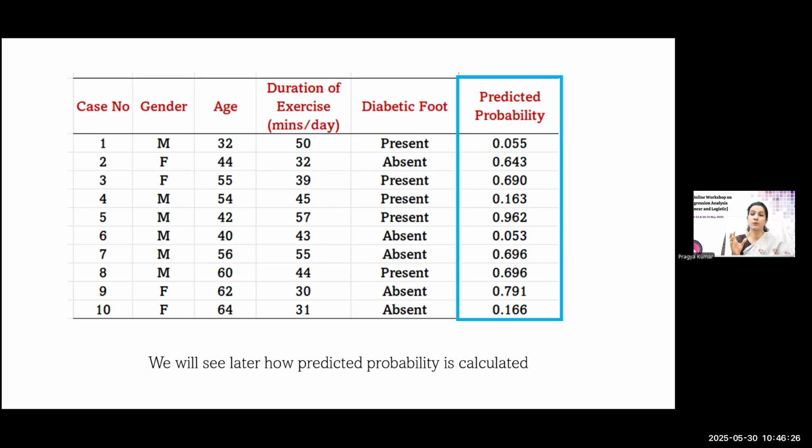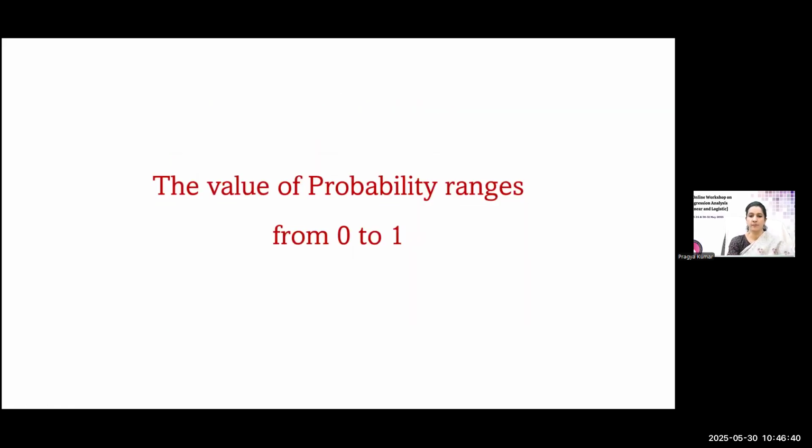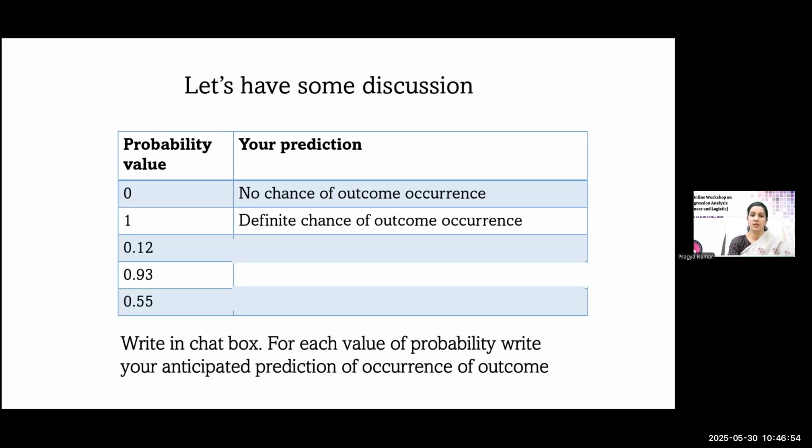You don't need to know how it is calculated. You should only know there's a method, which we'll see later, that the software uses to calculate this probability. But the probability has this restriction on the range of values: the lower value is 0 and the higher value is 1. It cannot go beyond 1 and it cannot be less than 0.